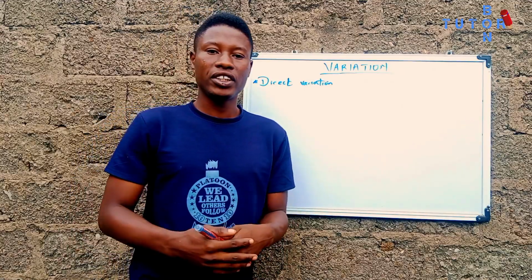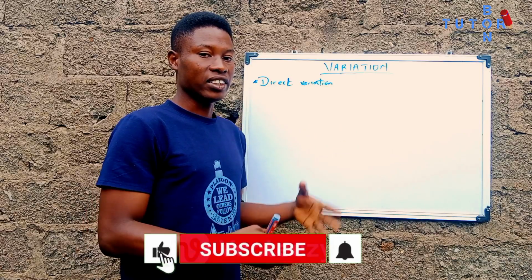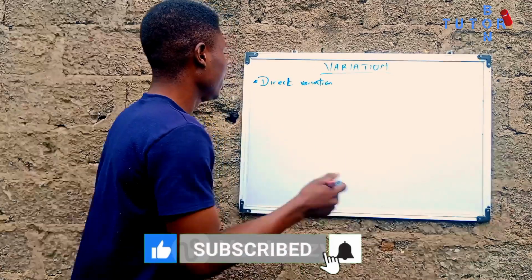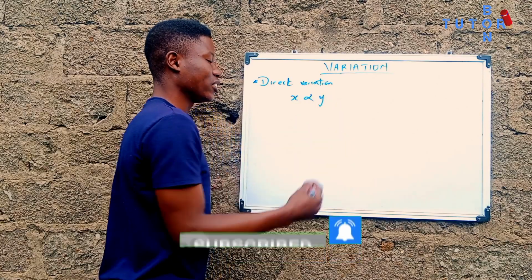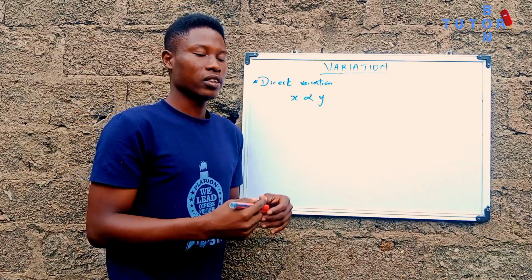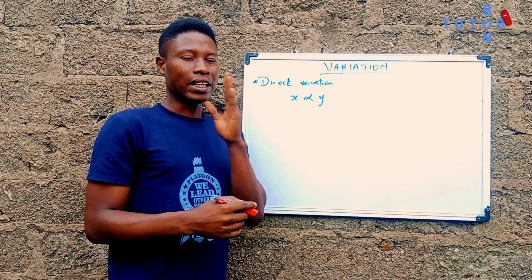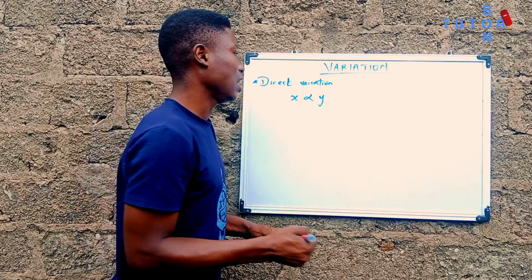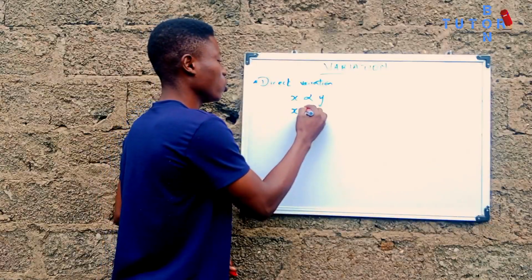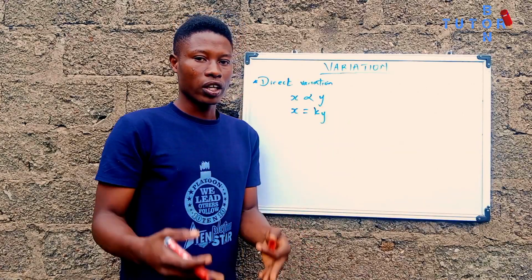We are on direct variation. What I mean by direct variation from the examples is that if you have x varies directly as y, it means that whatever happens to your x will affect your y, and there is something working in that. That is, there is a constant in it, and that's why we introduce a constant to eliminate the proportionality sign to have x equals ky.